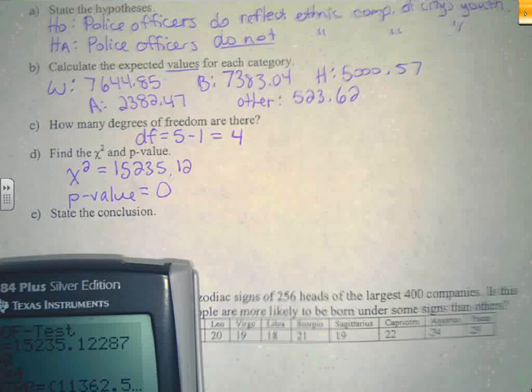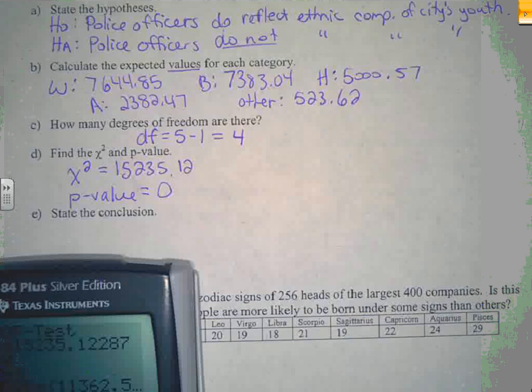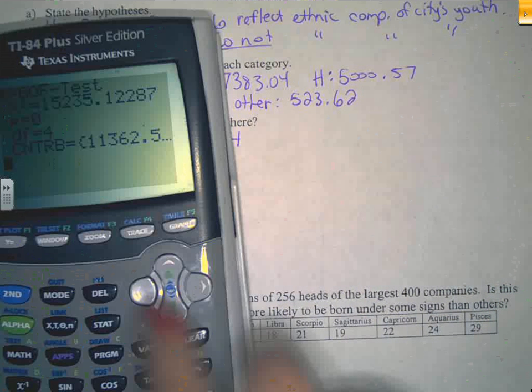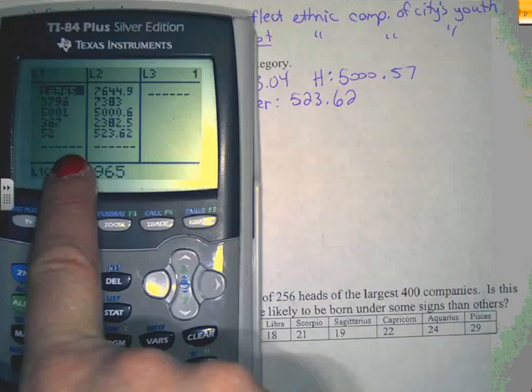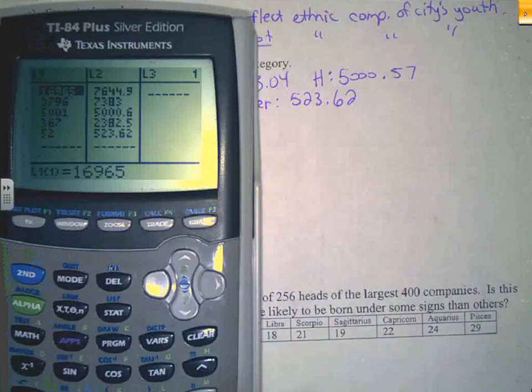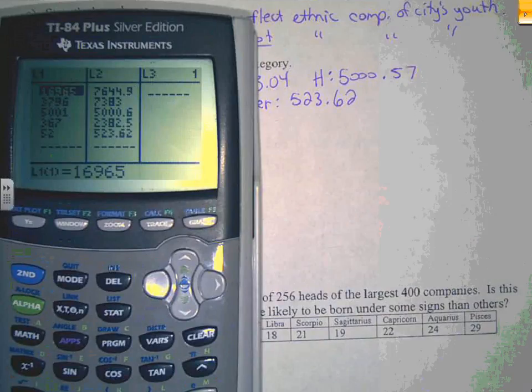Oh, that didn't work. So it said domain error. Okay, domain error. Did you make it so that the first list was all whole numbers? Yes. I'll come back to you.